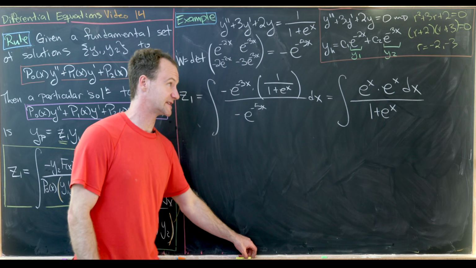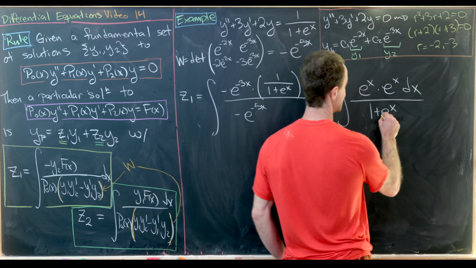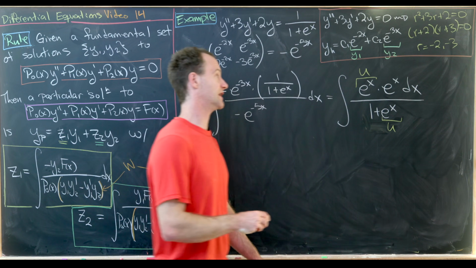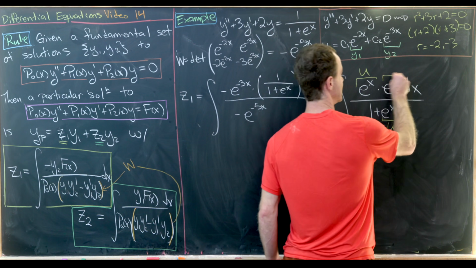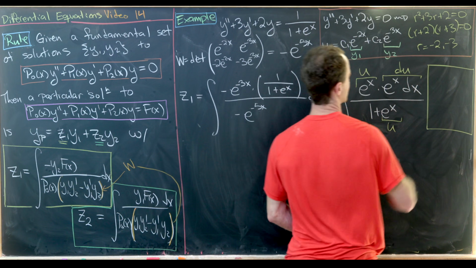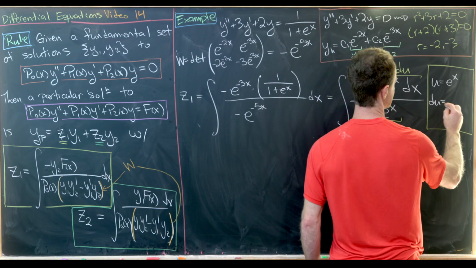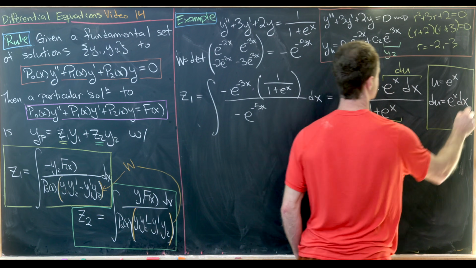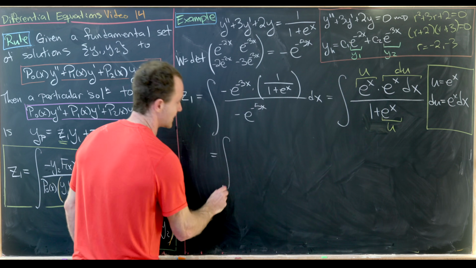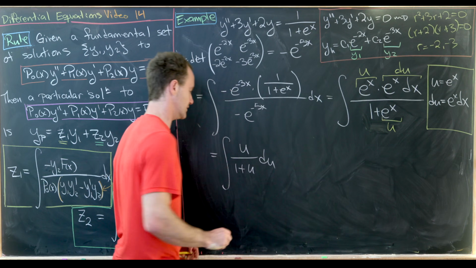And now this antiderivative is perfectly set up for u substitution. So let's say that e to the x was u, then we have a u in the numerator and the denominator, and then the derivative will be e to the x du. So there's our du. So let's put that over here. We're setting u equal to e to the x. That means du is equal to e to the x dx, just by taking derivatives. Okay, so that's going to give us something like this. So we'll have u over 1 plus u du.